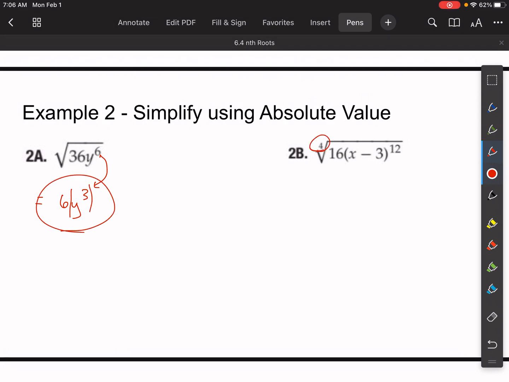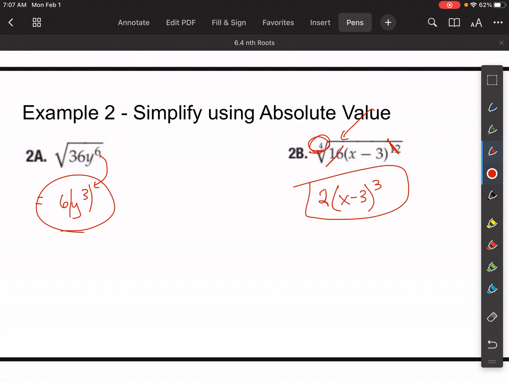Here we're taking the 4th root. Okay, so think, what number to the 4th power gives me 16? The only one I would even consider trying there would be 2. Sure enough, 2 to the 4th power is 16, so I have 2. And then here, I've already taken that 4th root, and I'm going to divide that 12 by 4 to get 3. So you're always just dividing whatever this power is. So I have 2 times (x minus 3), all to the 3rd power. Okay, and you're done with that one.